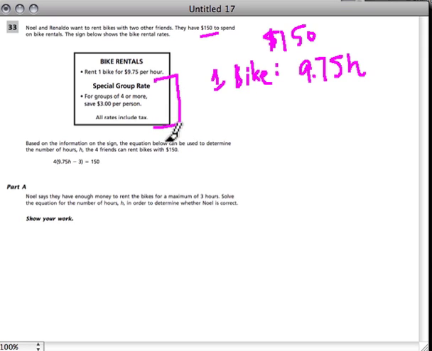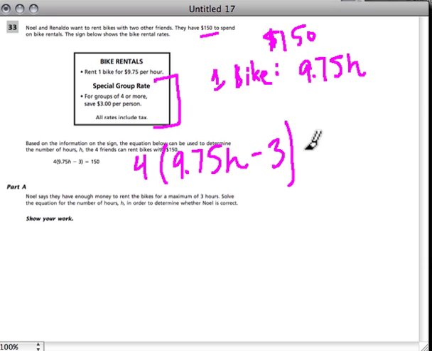But based on the information on the sign, the equation below can be used to determine the number of hours each of the 4 friends can rent the bikes for with $150. At least they're unclear up here. They're giving us the equation, and the equation says 4 times (9.75h minus 3) equals 150. So it looks like you just lose $3 total per person.